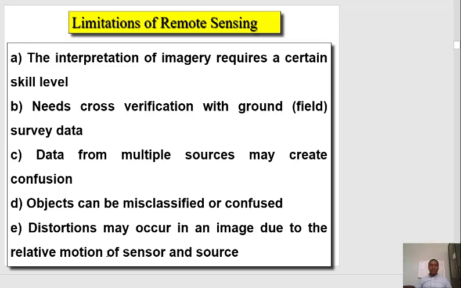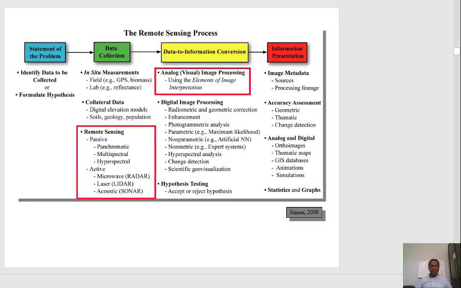Where do we put our remote sensing data in the continuum of our research process, from statement of the problem, data collection, conversion of data into information, and information presentation? This is a whole process of problem solving. Where do you put your remote sensing process? Remote sensing can help your problem solving process in collecting data as well as in conversion of data into information.